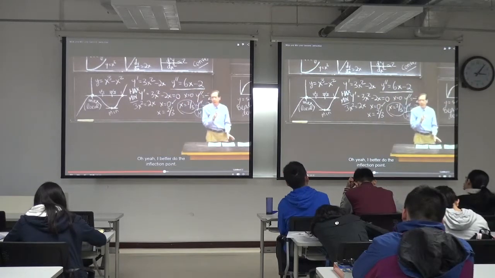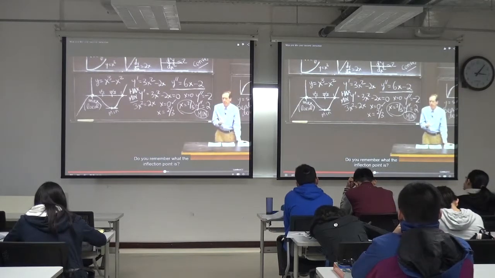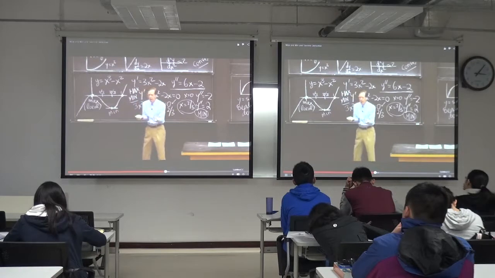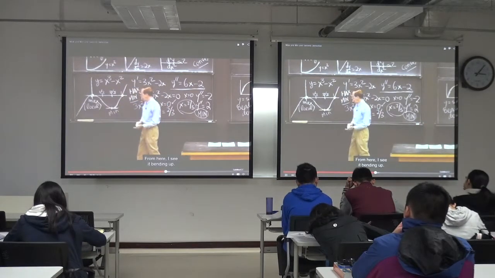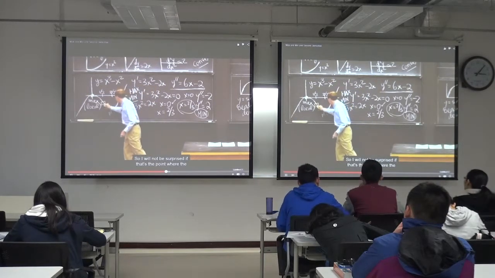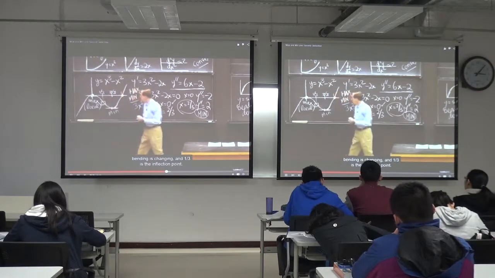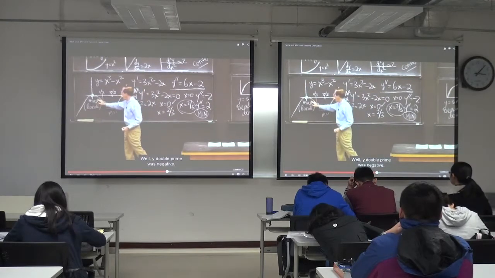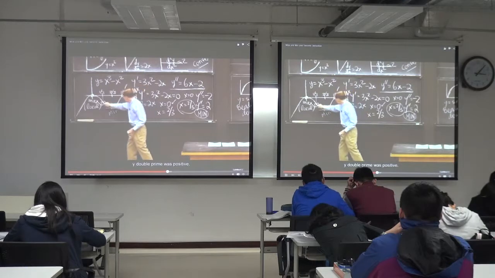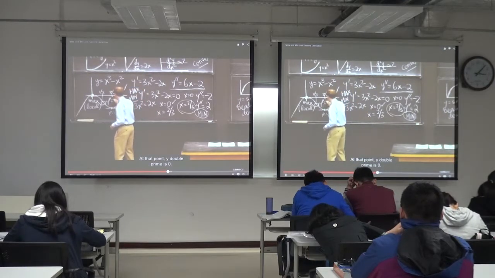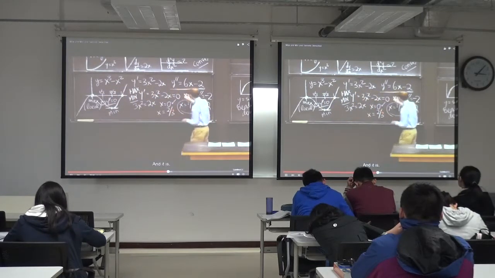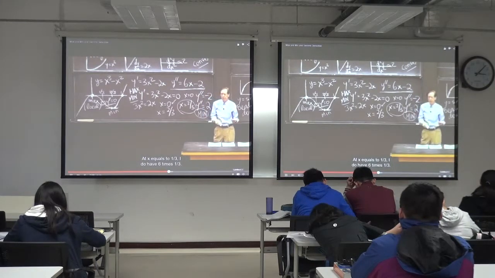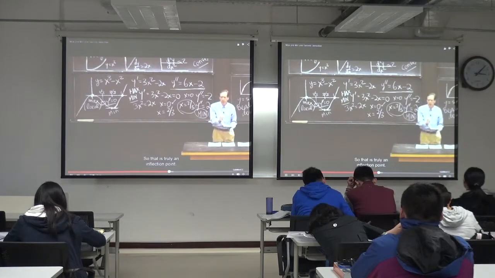Oh yeah, I better do the inflection point. Remember what the inflection point is. The inflection point is when the bending changes from up to down. Here I see that bending down. From here, I see it bending up. So I will not be surprised if that's the point where the bending is changing, and 1/3 is the inflection point. And now, how do we find an inflection point? How do we identify this point? Well, y double prime was negative. Y double prime was positive. At that point, y double prime is 0. This is an inflection point. And it is. At x equal to 1/3, I do have 6 times 1/3, 2, subtract 2, I have 0. So that is truly an inflection point.